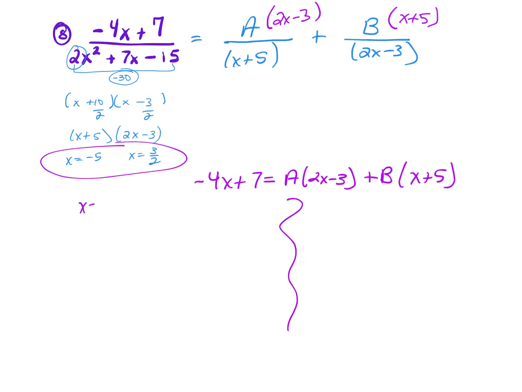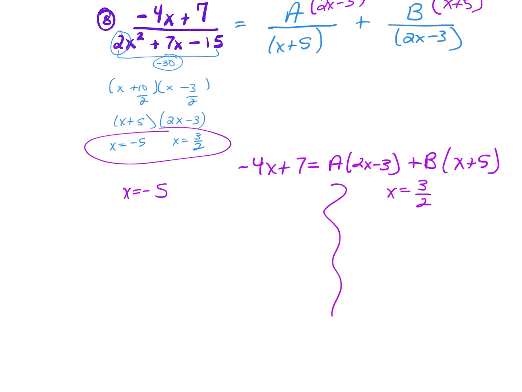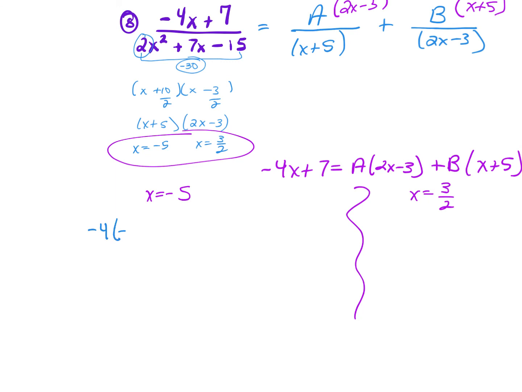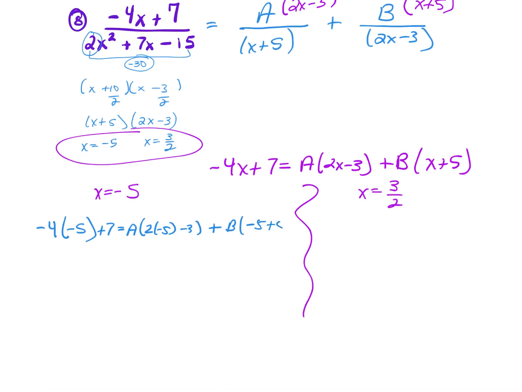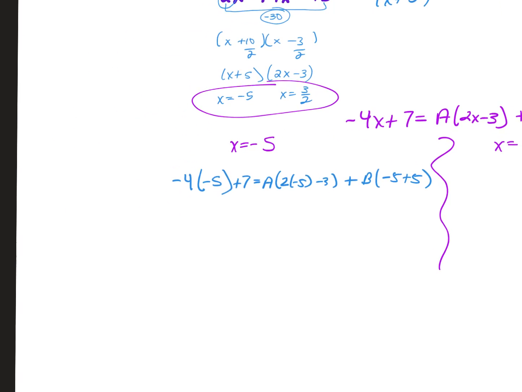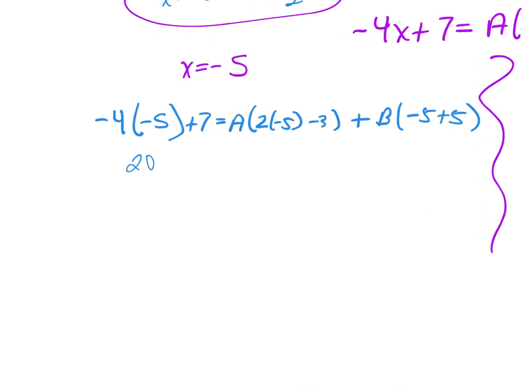On the left-hand side, I'm going to use x equals negative 5. And on the right-hand side over here, I'm going to use x equals positive 3 over 2. When I plug one of these in, what should happen to the other variable? Good. So let's just plug in: negative 4 times negative 5 plus 7 equals a times 2 times negative 5 minus 3 plus b times negative 5 plus 5. Agreed? Okay. So negative 4 and a negative 5 is 20. Plus 7 gives me 27. Agreed?